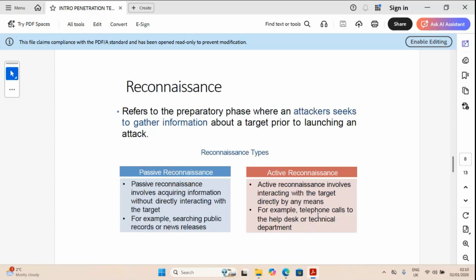So passive reconnaissance involves acquiring information without directly interacting with the target. So you look out for information from public records, social media handles, news releases. And with active, that means the attacker tries to interact with the target. So, for example, you call the system administrator and you engage him in some kind of conversation, and through that, you are able to get some kind of information for the next step of your attack.